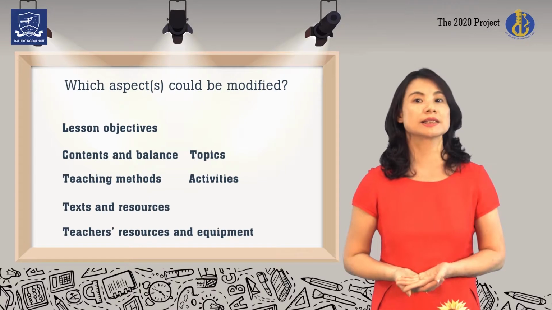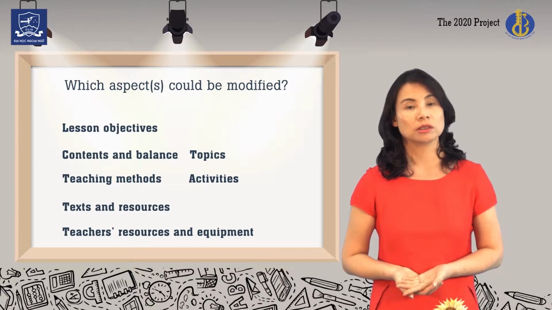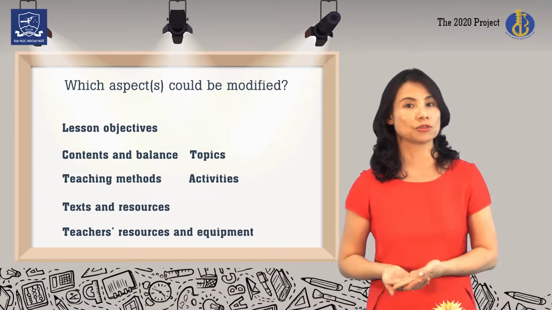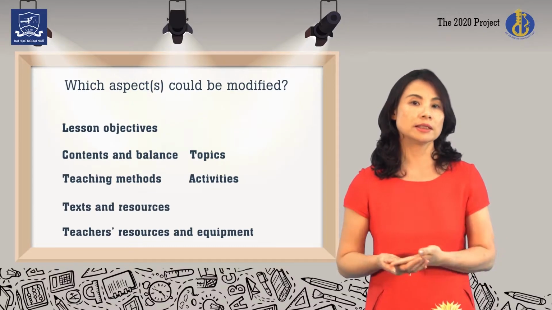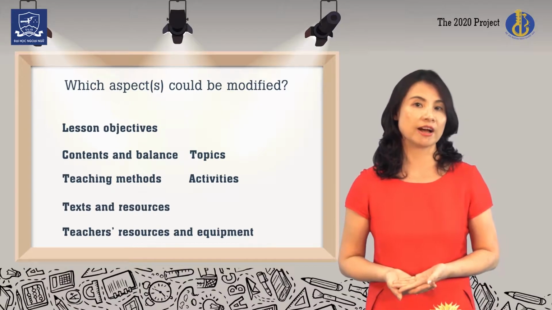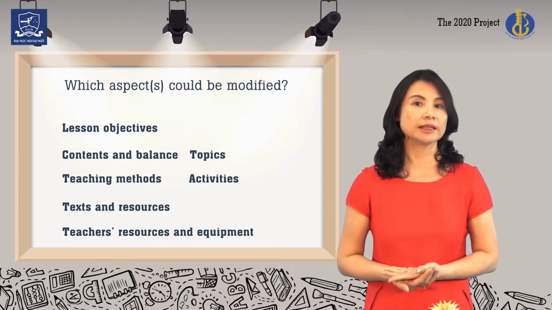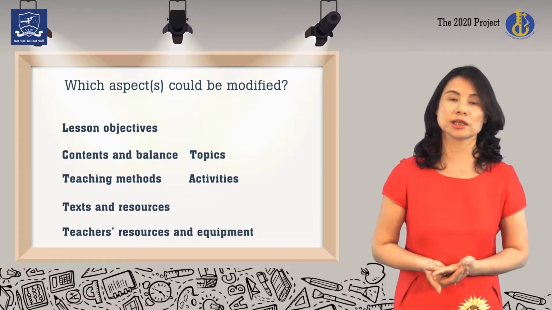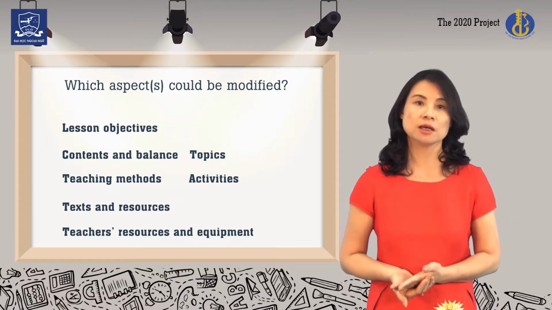Consider if the text is too long or too short. It can be too easy or too difficult for your students. Then decide whether you can modify it or not. And finally, you can also think of the resources and the equipment you have for your teaching to decide on your suitable changes.